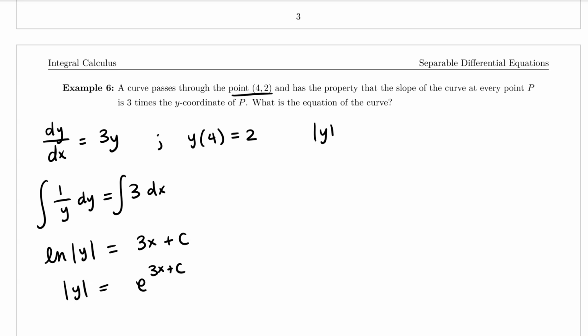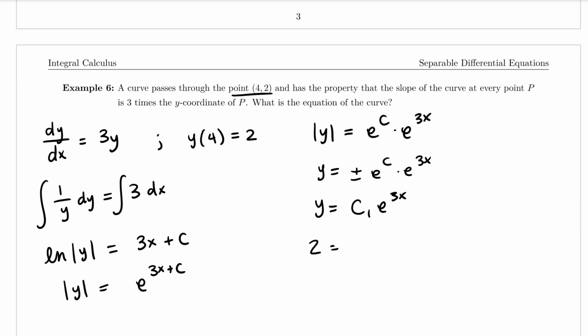I'm going to rewrite this as the absolute value of y is equal to e to the c times e to the 3x. If I drop the absolute value bars, I get y equals plus or minus e to the c times e to the 3x. And plus or minus e to the c is just some constant, so maybe I'll call this c1 now. And then we have our initial condition.